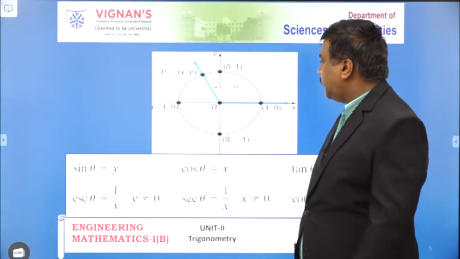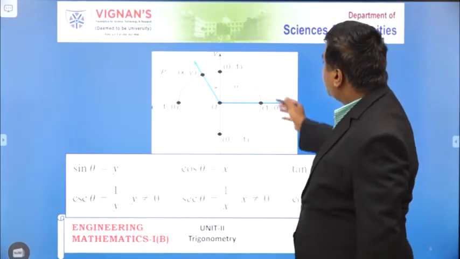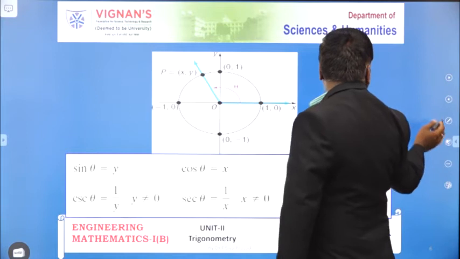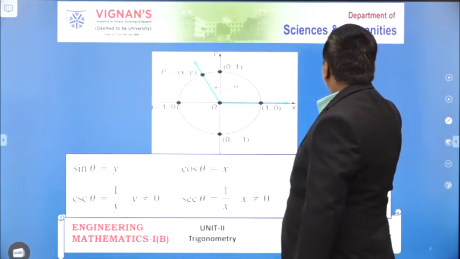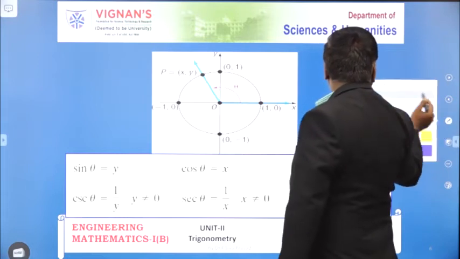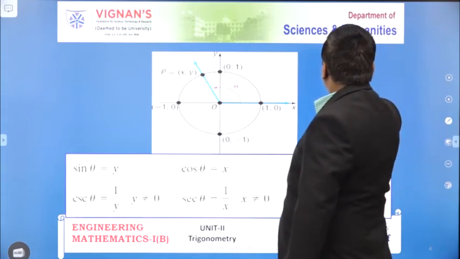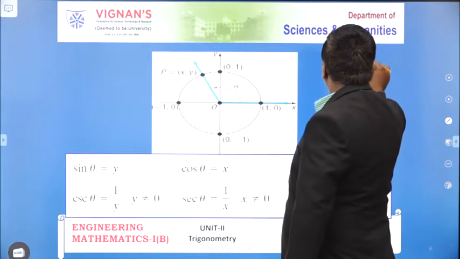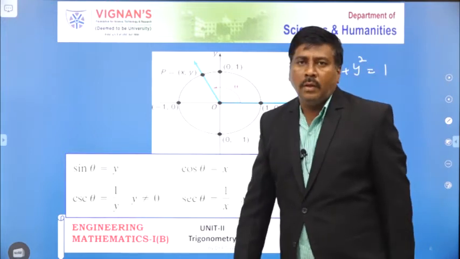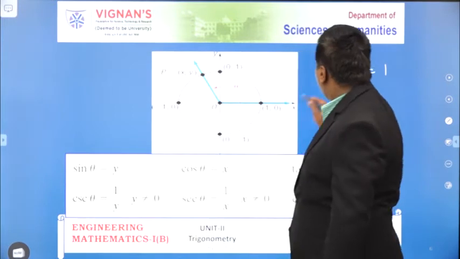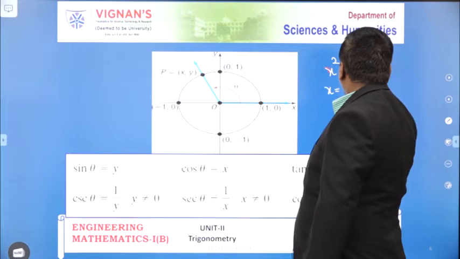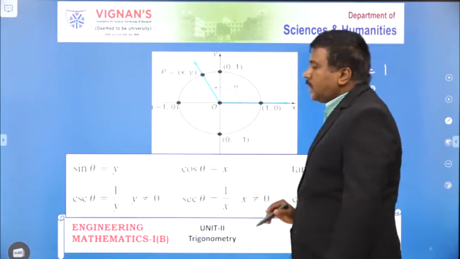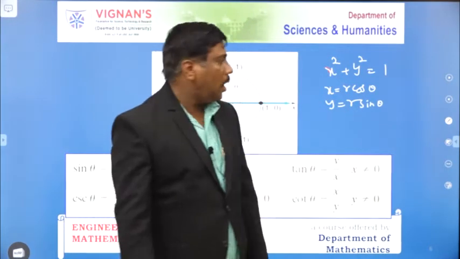Here we have to see this. This is the unit circle. In that, x square plus y square is equal to 1. In that, we put x equal to r cos theta and y equal to r sin theta.